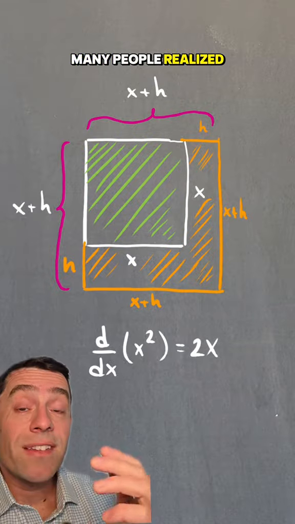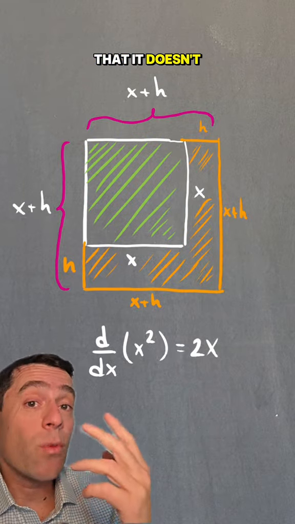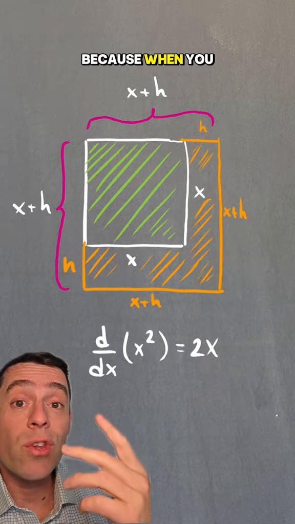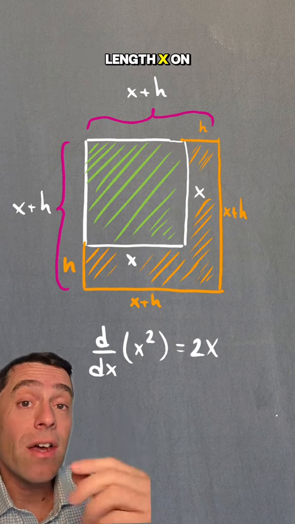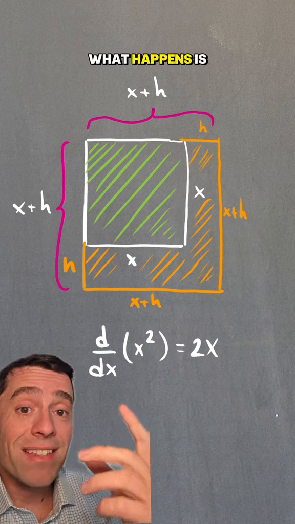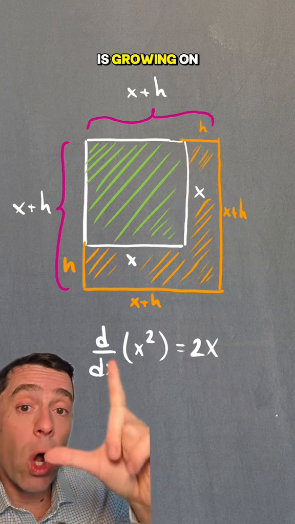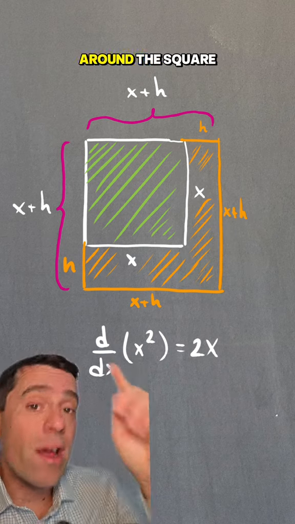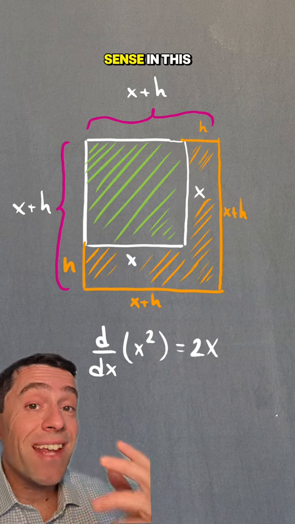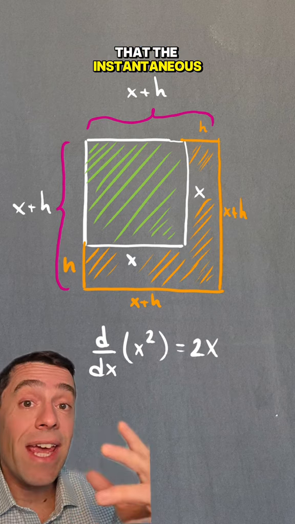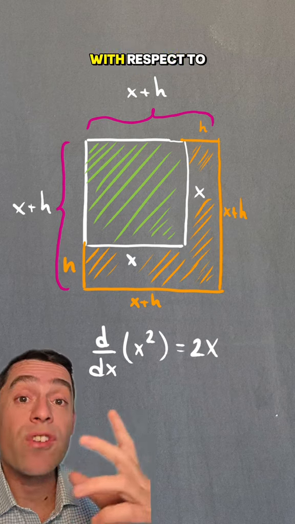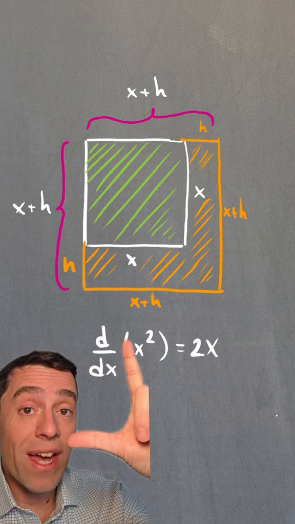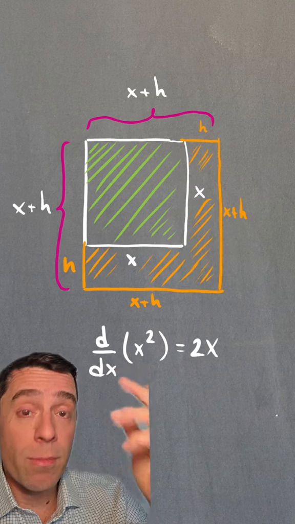Many people realized in the comments to that video that it doesn't work for a square because when you increase the side length x on a square, what happens is that the area is growing on two of the sides of the square and not all around the square. So it makes sense in this case that the instantaneous rate of change of the area with respect to x is just 2x in this case and not the entire perimeter.